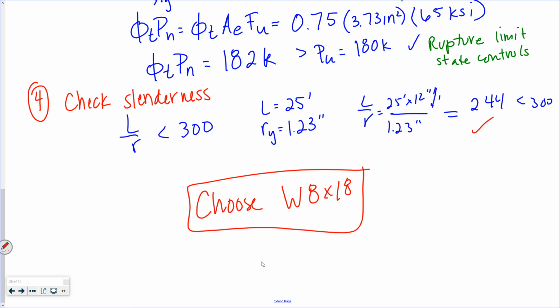So design is try something, check it. If it doesn't work, try something else, right? Until you meet all the criteria of your limit states and your slenderness. So that is that example of actually picking a section. Thanks.